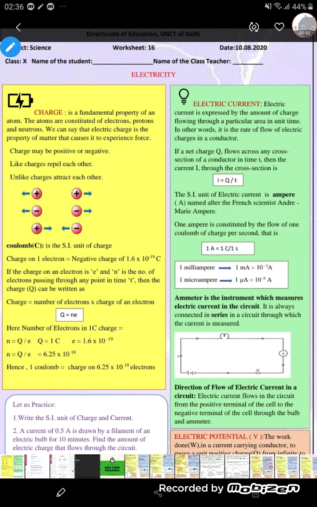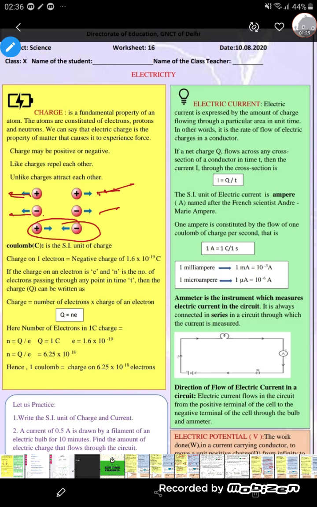So we can say that electric charge is the property of matter that causes it to experience force because of these charges. Charge may be positive and negative, of course, and like charges repel each other and unlike charges attract each other. As you can see over here, these positive charges repel each other, whereas these negative charges again repel each other, but opposite charges, positive and negative, attract each other.